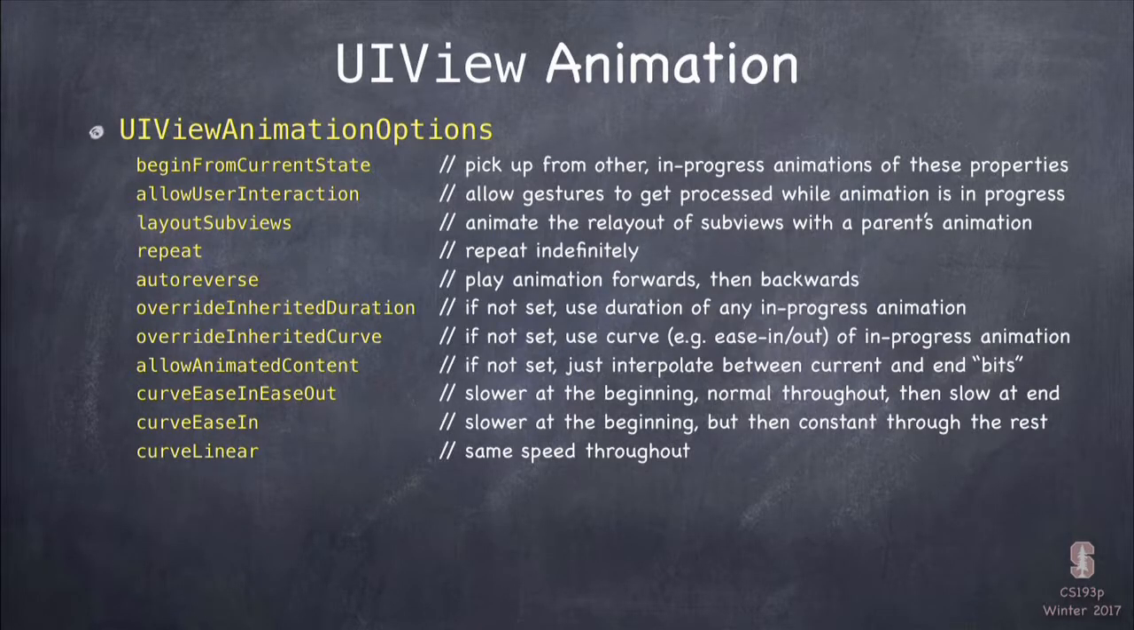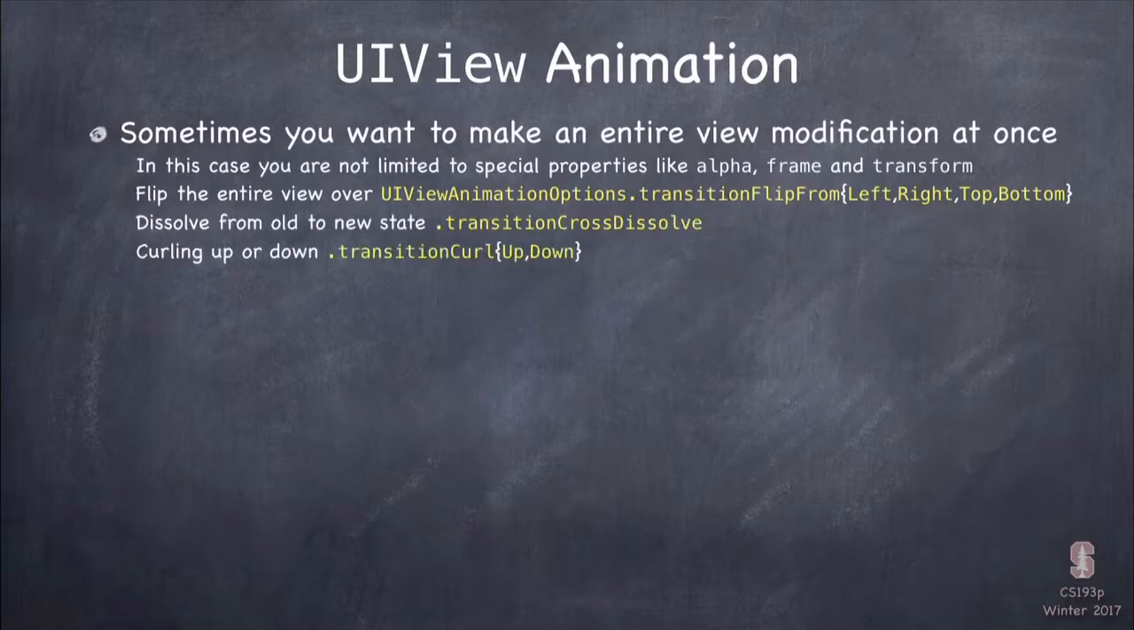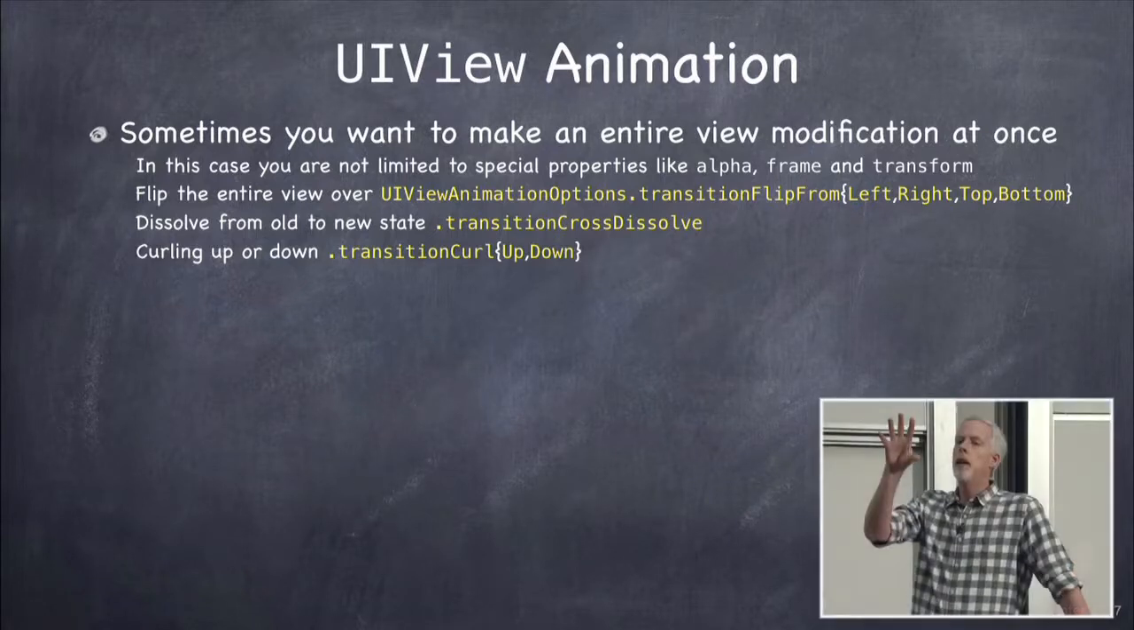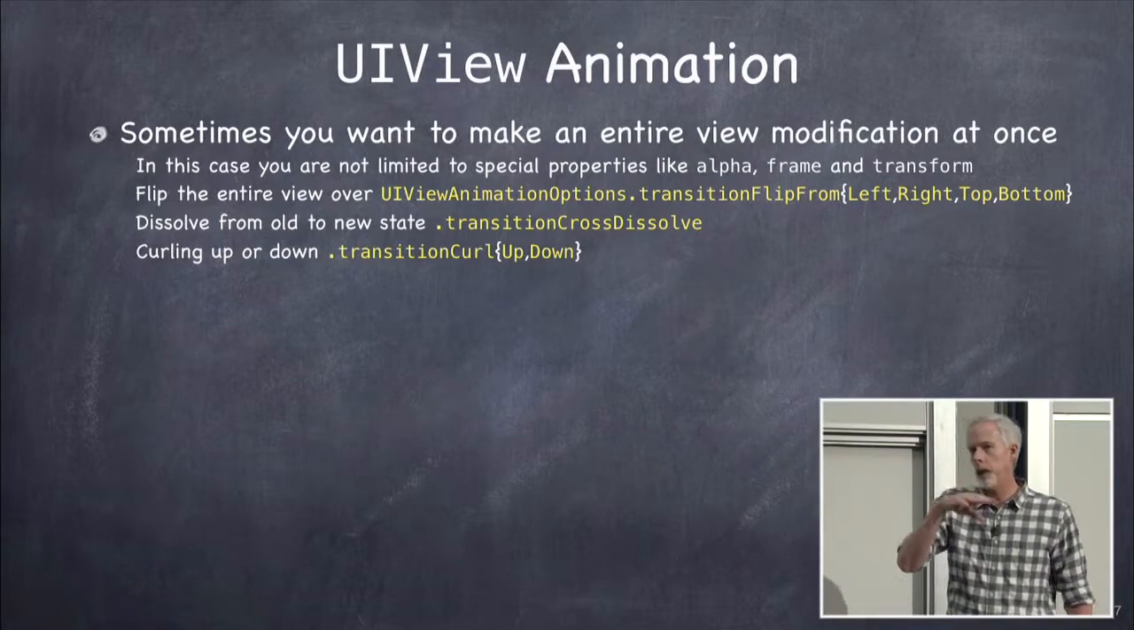Okay? So you can look through the documentation for all these options. I think there's 25 of them, so there's a lot of cool things you can do there, and we'll talk about some more of them, some of these other UIView animations. All right, so that's the UIView animation where you're animating one of these 5 special vars.